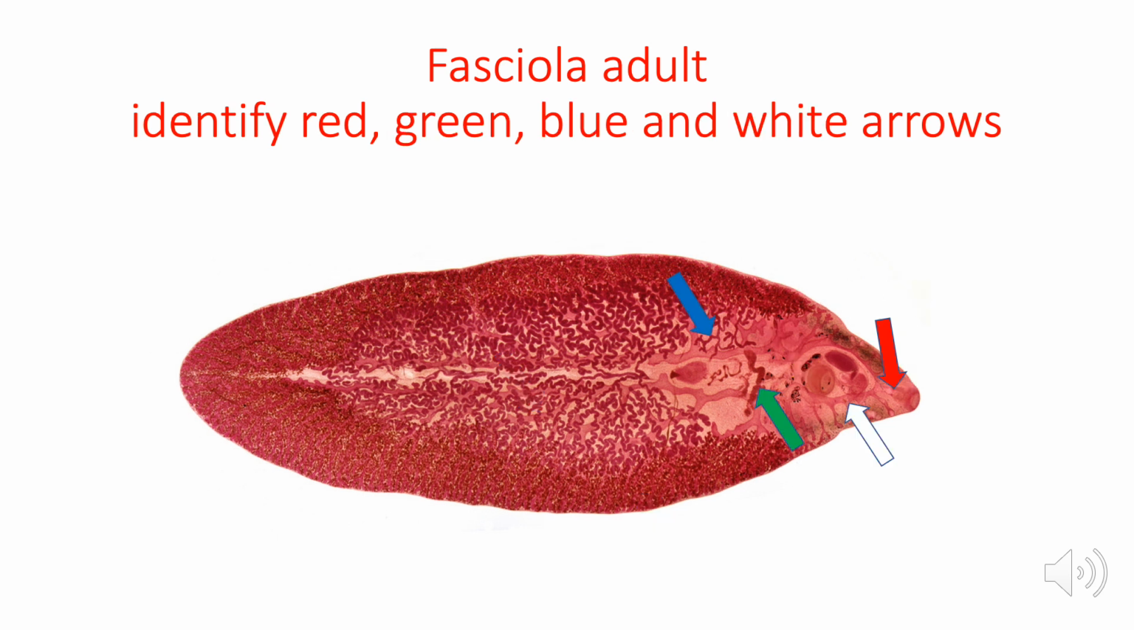How about these next sets of arrows? So red arrow is pointing to the structure that is connected to the oral sucker. What do you think is that one? That is the pharynx. Very good. White arrow is pointing to the branch intestine. Very good. How about the green arrow? That's pointing to the uterus. And the blue arrow is pointing to the single branch ovary of the worm.